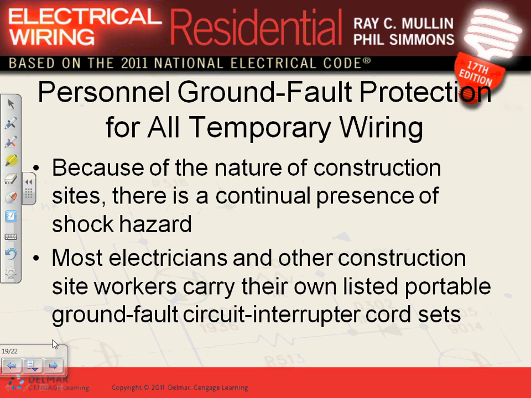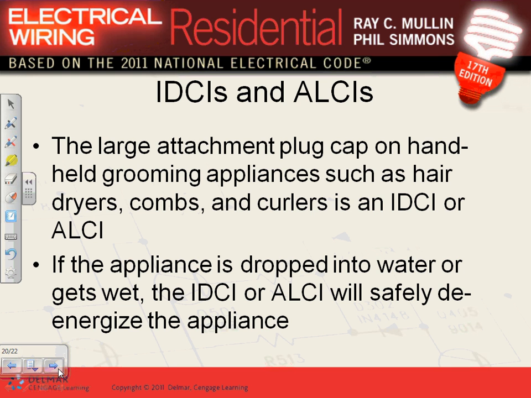Temporary wiring. For temporary wiring, guys, and construction, we'll talk about construction as we move on. If you're on a construction site, all your 15, 20, and 30 amp, 120 and 240 volt receptacles must be GFCI protected. So they have these portable GFCI protection devices, and you plug them in. Your equipment on a construction site has to be GFCI protected. Most of the time, you have these portable ground fault circuit interrupter cord sets, where you can plug in and get ground fault protection on the construction site.